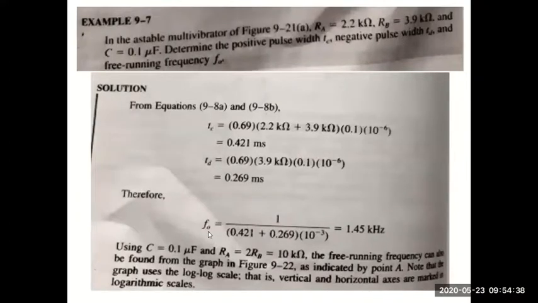Finally, how do you find the frequency F? F is 1 divided by Tc plus Td. Tc plus Td gives me the total time duration for one cycle of the rectangular wave. So 1 by Tc plus Td gives me 1.45 kilohertz, which is the required frequency. So you can get problems like this, or as we do in the lab, it can be a design problem.